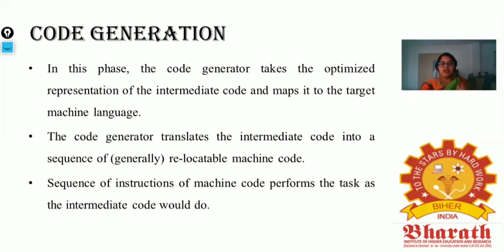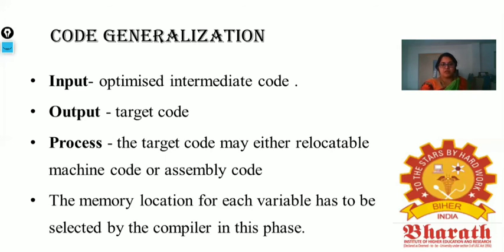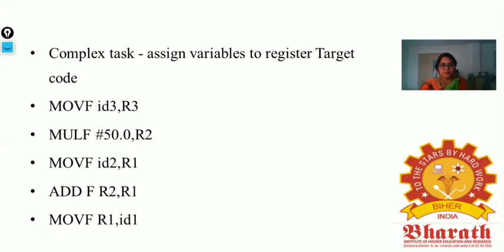Here the optimized code is generated into the target machine code, which can then be placed into the relocatable machine code. So the process input will be the optimized intermediate code, and the output will be the target code. The target code may either be relocatable machine code or the assembly code.